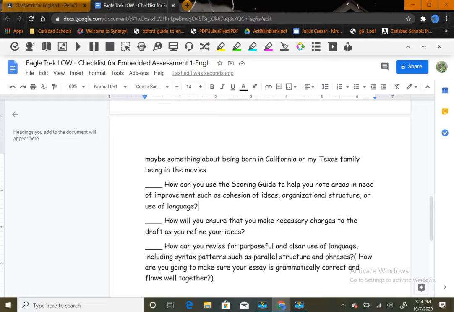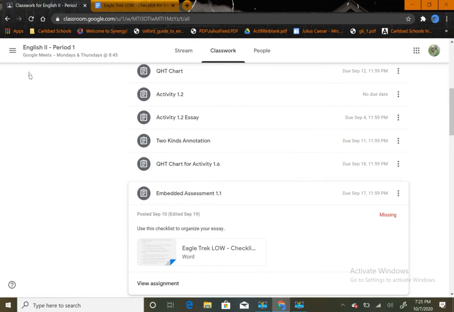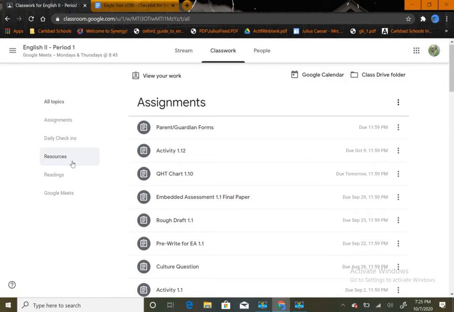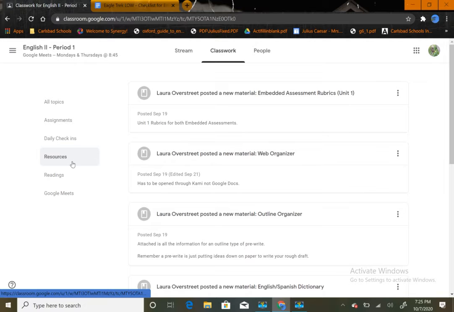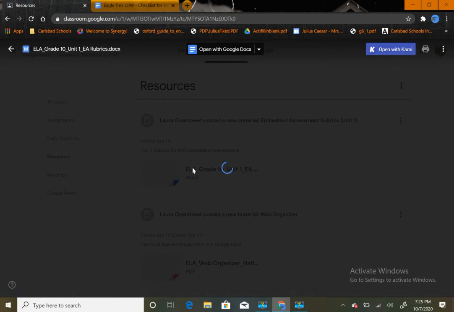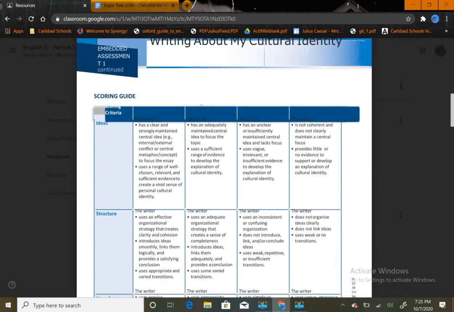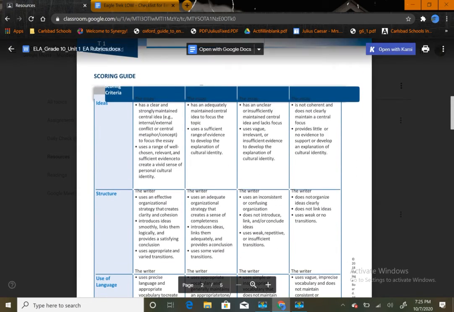So how am I using the scoring guide? Well, the scoring guide is actually in my resources. So if I go over here to my resources, this is my embedded assessment rubrics. Again, I'm going to open this in Google Docs. And I don't have to actually open it if I didn't want to. I could actually just look at it right here and say, okay, if I wanted to just glance at it really quickly, okay, there's my scoring guide.